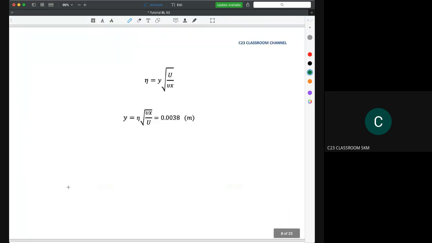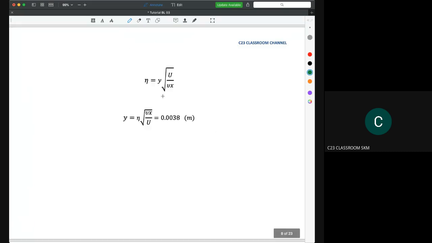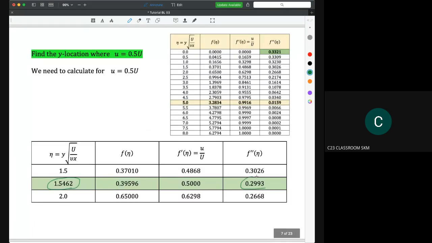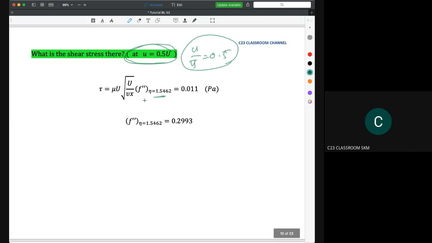1.5462. So we need to use the f double prime at eta equal to 1.5462. We could get this value again from the table, which is here. So you substitute the value of 0.2993, and then you could calculate all of this. It is equal to 0.011 Pascal. The value of x here is the length of the plate.